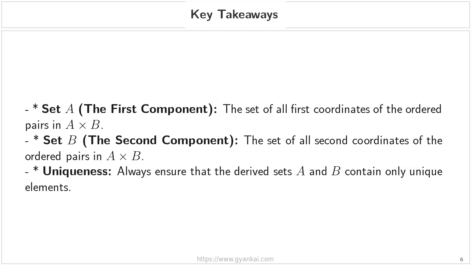Next, a very important rule regarding uniqueness. When you are writing down your final sets, always ensure that your derived sets A and B contain only unique elements. As we discussed in our step-by-step procedure, you must remove any duplicates to follow proper set notation.